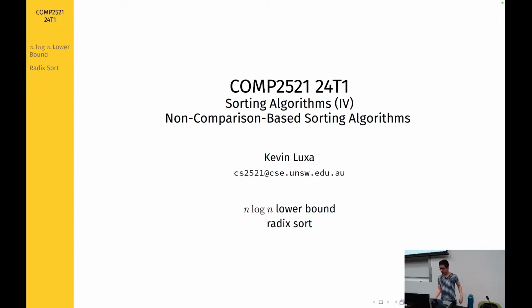Okay, so let's get back into it. And in this part of the lecture, we're going to talk about non-comparison based sorting algorithms. All right, so these are sorting algorithms that don't require comparisons between elements. Right, so first we'll talk about what is a comparison-based sorting algorithm. Then we'll talk about the limitations of them, in particular the n log n lower bound. And then we'll look at an interesting non-comparison-based sorting algorithm called radix sort.